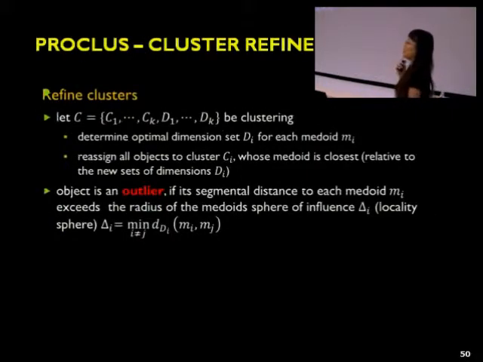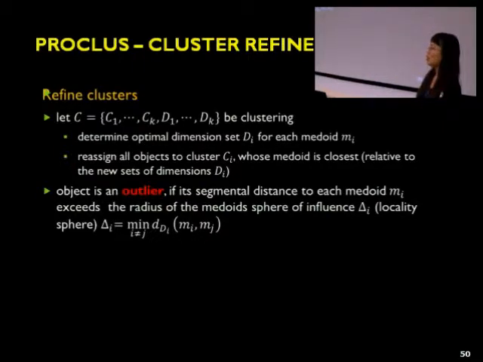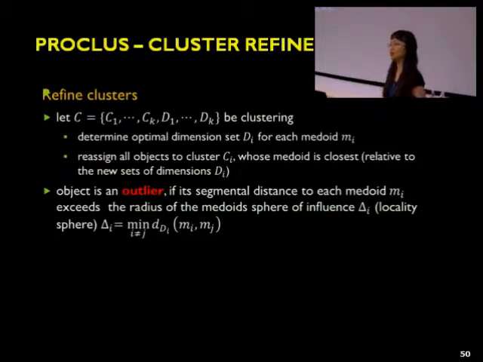But a good thing I forgot to mention is that PROCLUS is very helpful when you try to detect outliers in your data. In the refinement stage, the algorithm allows you to detect outliers by setting a threshold distance. If an object is not close to any of the cluster centers, you can say this object is an outlier. So this is quite handy, and you can change the threshold.